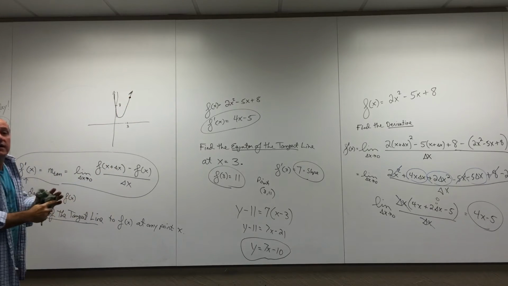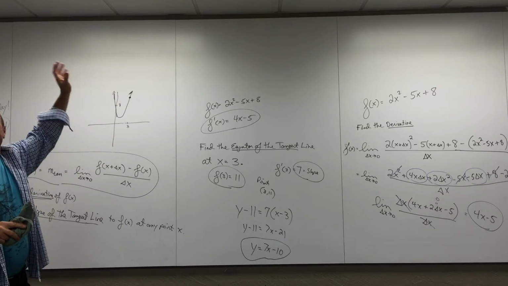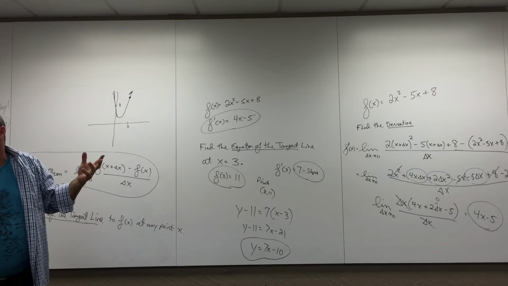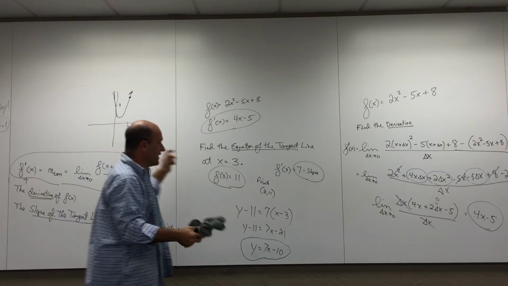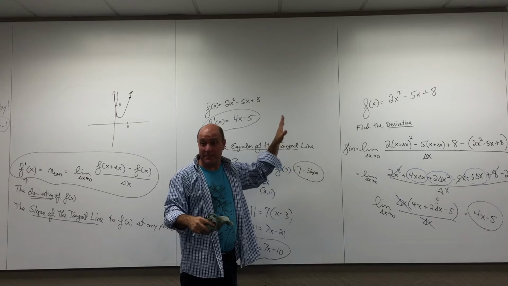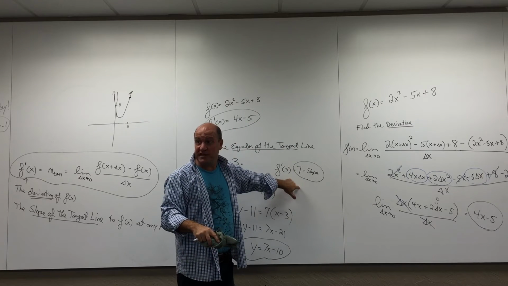Hey, by the way, does it look like the graph is pretty steep right there? Yeah, it looks pretty steep. I think it would have a pretty large slope right there. I don't know if you think 7 is large, but 7 is kind of a steep slope. Up 7 over 1. So that's a pretty steep slope.